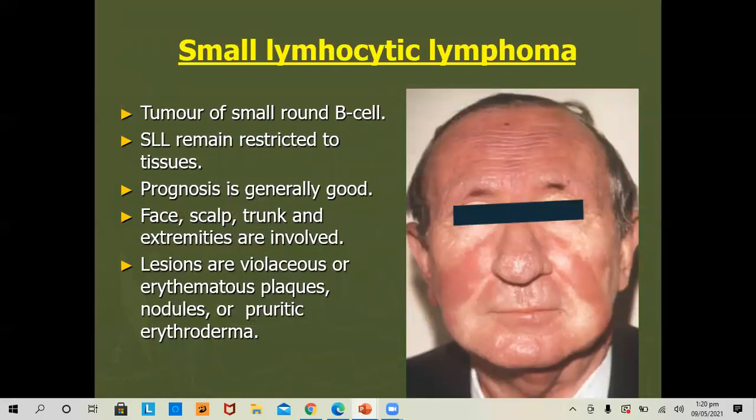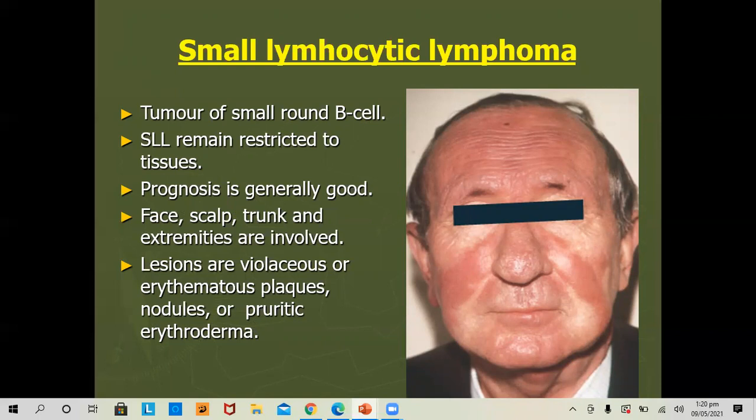Then the secondary cutaneous B-cell lymphoma is the small lymphocytic lymphoma. This is a tumor of small B cells. It remains restricted to the tissues. Prognosis is generally good as compared to the mantle cell lymphoma.